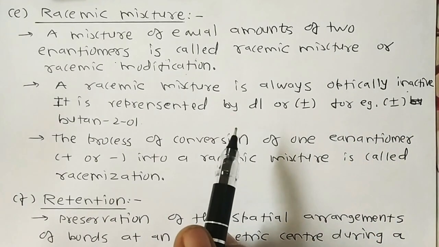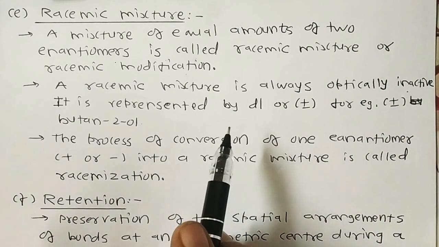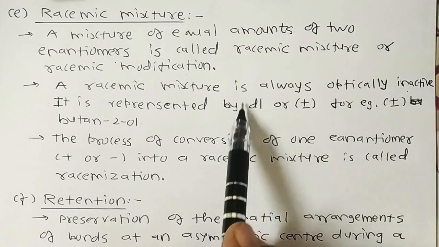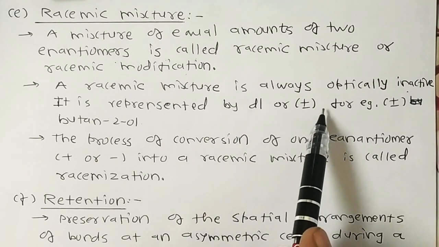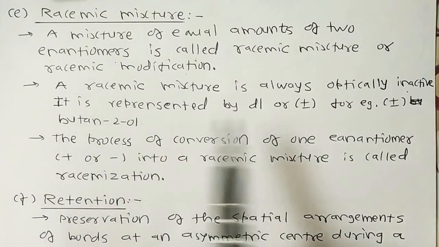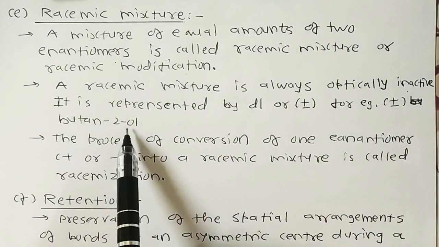Because the rotation caused by the molecule of one enantiomer is exactly cancelled by the equal and opposite rotation caused by the same number of molecules of the other enantiomer. So this can be denoted by DL, or plus or minus, because both are present in the same amount. For example, plus or minus butan-2-ol.